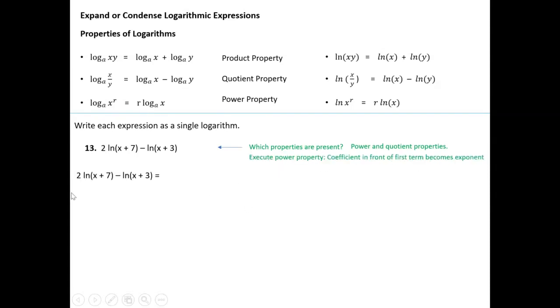So execute the power property. The 2, right, that's in the front goes to the top as the exponent. Minus ln of x plus 3. Now, if it's subtraction, right, it's going to be division, which would be the quotient, right? So it's going to be the ln of (x plus 7) to the second power over x plus 3.